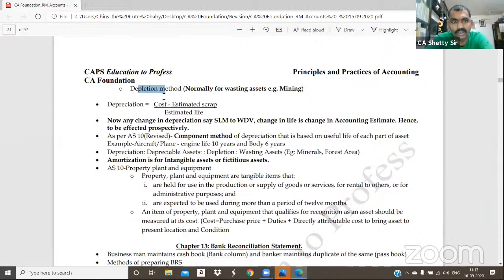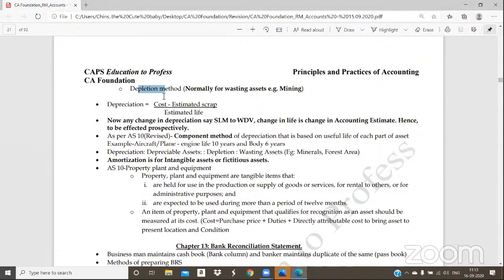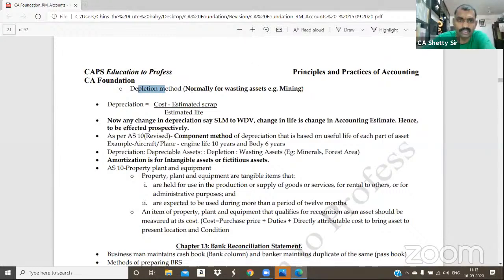Know the difference in wordings. Depreciation is for tangible, amortization is for intangible and fictitious, depletion is for wasting assets. Impairment is not in the syllabus, just for understanding. When book value is more than its recoverable amount today, the minus is impairment. Understood? Yes, sir. Impairment is carrying amount, the WDV, minus recoverable amount.